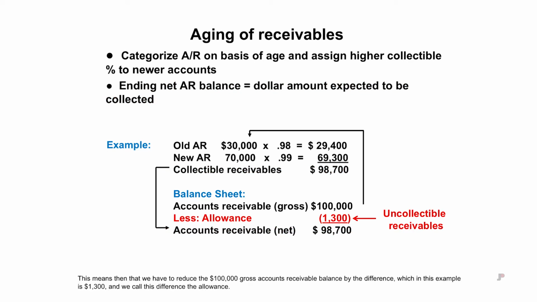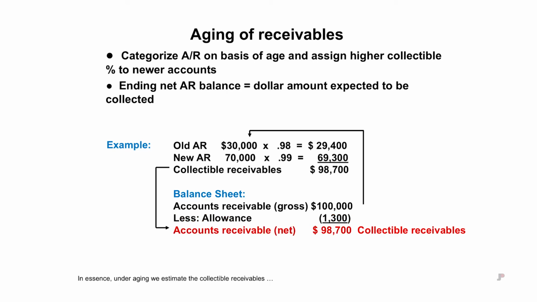This means then that we have to reduce the $100,000 gross accounts receivable balance by the difference, which in this example is $1,300, and we call this difference the allowance. In essence, under aging, we estimate the collectible receivables and then compute the allowance or uncollectible receivable dollar amount.